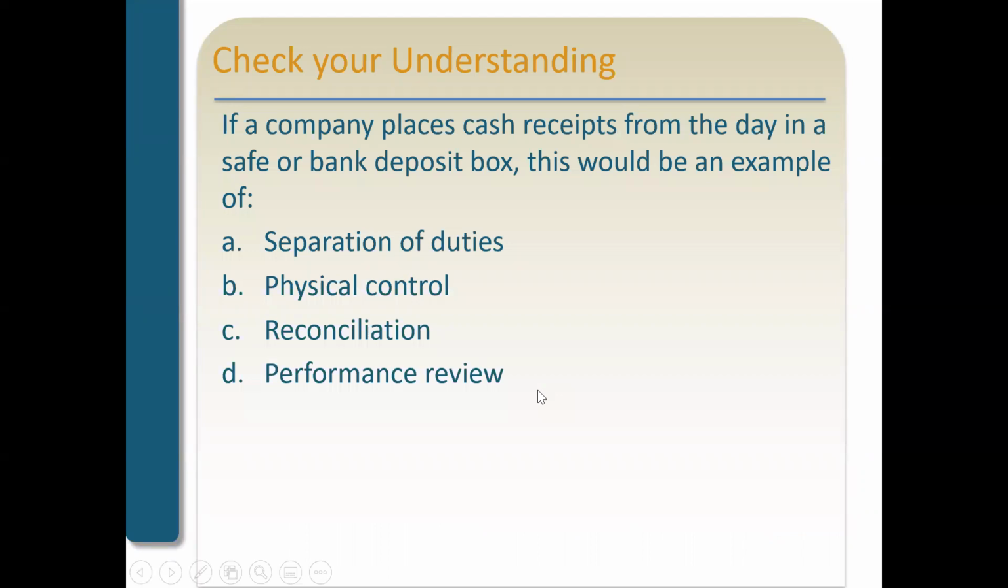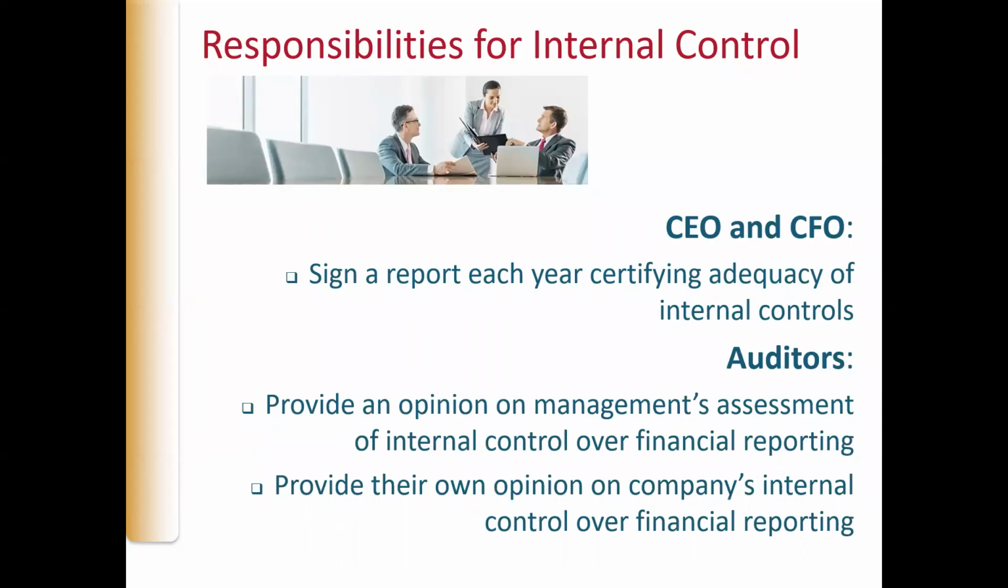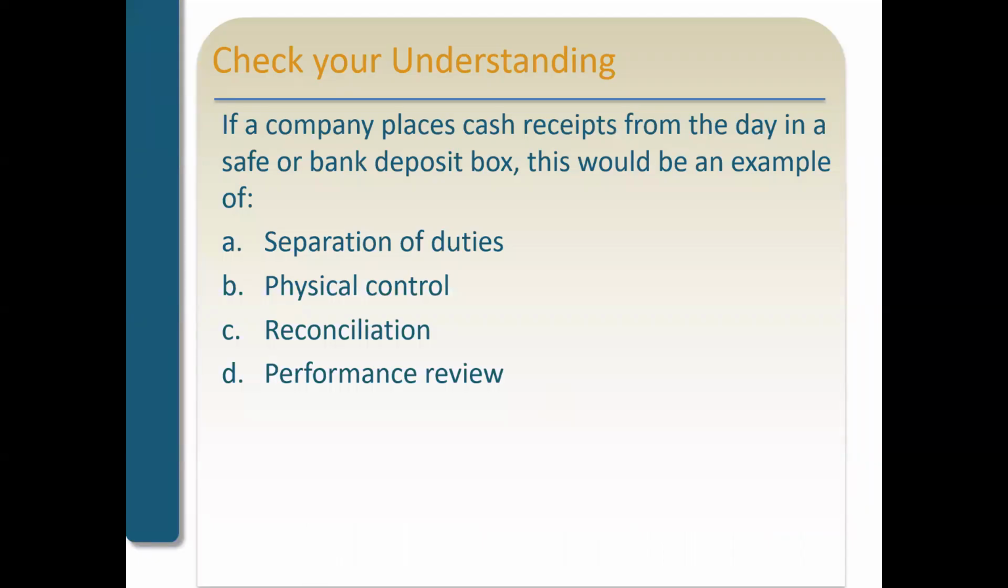So guys, what do you think here? If a company places cash receipts from the day in a safe or bank deposit box, this would be an example of separation of duties, physical control, reconciliation, or performance review. What do you think? B? B is perfect. Yes, physical control.